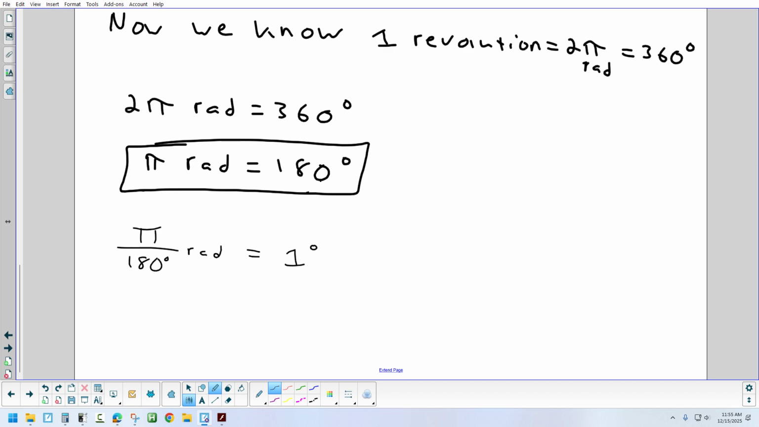1 degree equals pi over 180 radians. That's how many radians in 1 degree. Now, what if I wanted a formula for 2 degrees? Okay, I've got a formula for 1 degree. How could I modify this so it says 2 degrees equals?